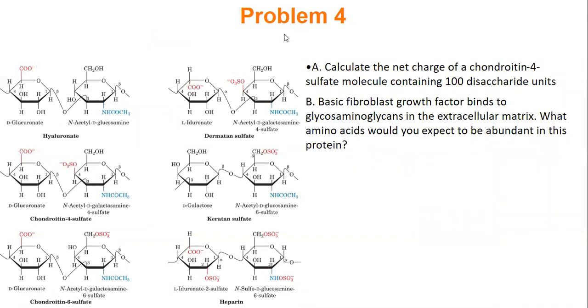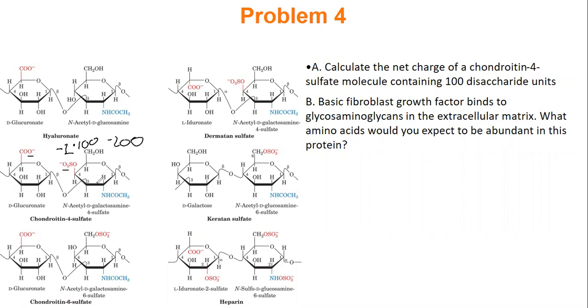So here, the last problem for today is just, again, to check your understanding. What is the net charge of a chondroitin 4-sulfate molecule that has 100 disaccharides? Chondroitin 4-sulfate has one disaccharide with a -2 charge. So if you have 100 of those, that's minus 200.